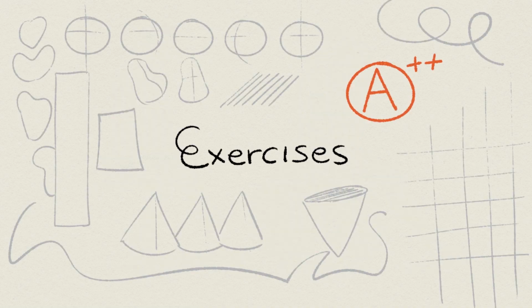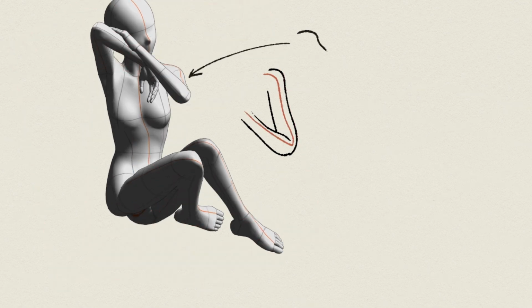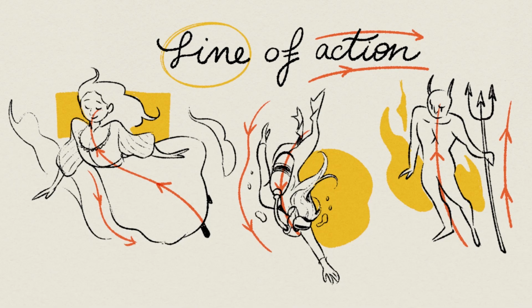Exercises. There are many exercises that could help to improve our poses. In this section, I'll give just some examples that I believe may help. 1. Foreshortening. Placing a limb at different angles will change the size of each part. Exercising in getting a believable foreshortening that results in something still readable is surprisingly helpful.